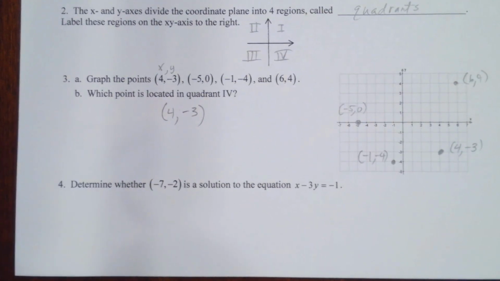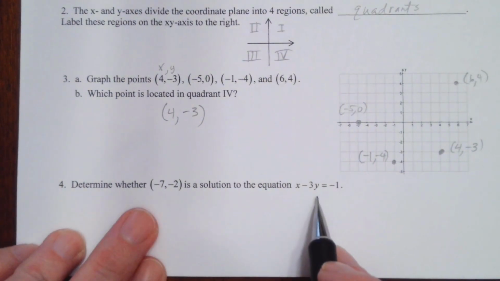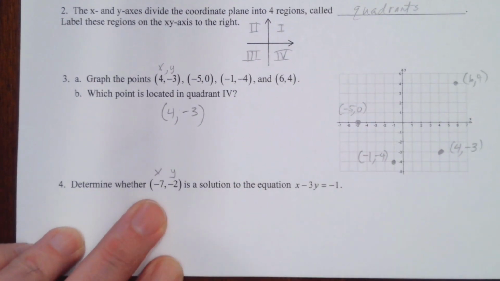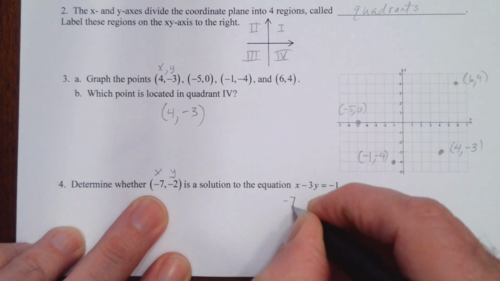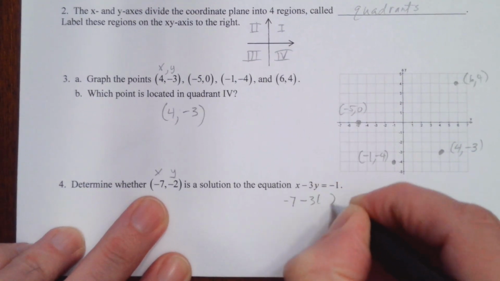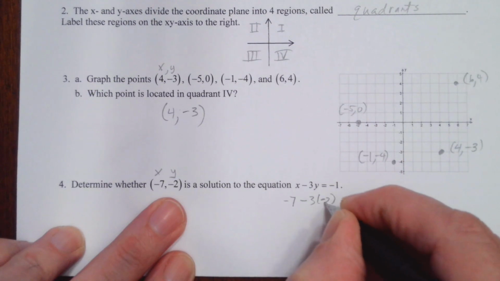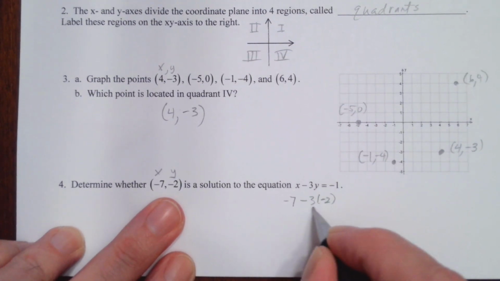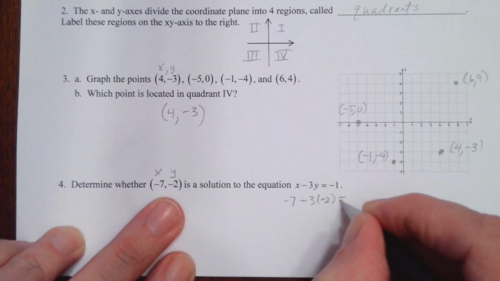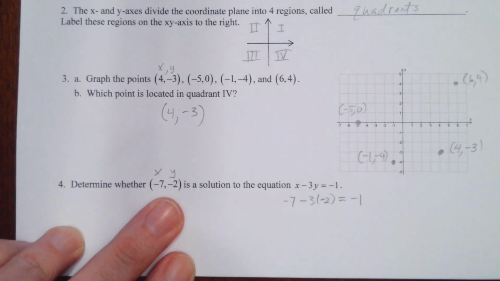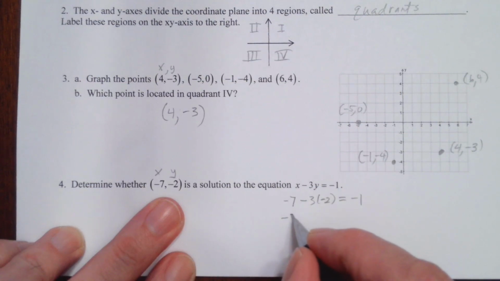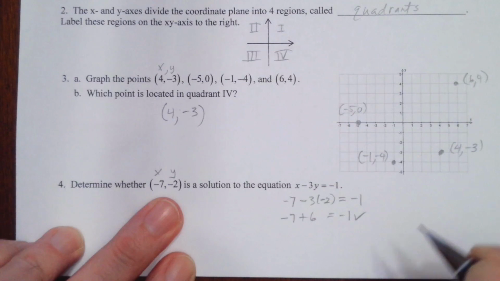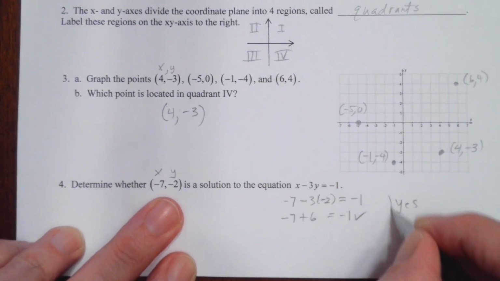Number 4, it says to determine whether this point is a solution to this equation. Well, remember, this is an x and this is a y. We'll plug in -7 for x and -2 for y. You're going to want to use parentheses here since you have -3 next there. We're going to end up multiplying. And we want to know if that's equal to -1. So this is -7 plus 6, which does equal -1, and so the answer is yes.